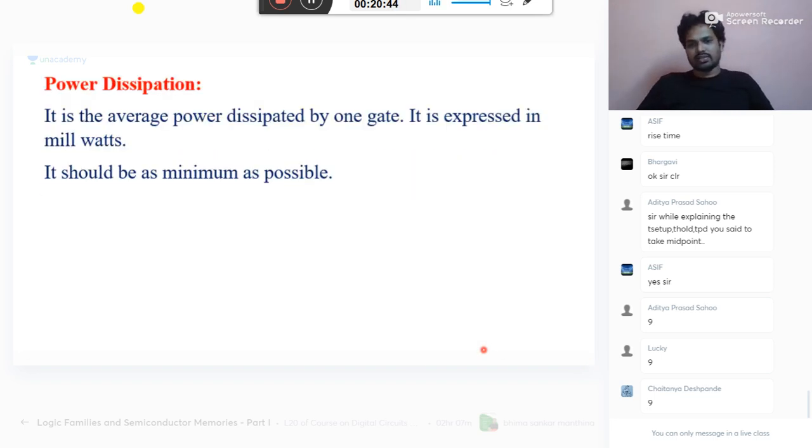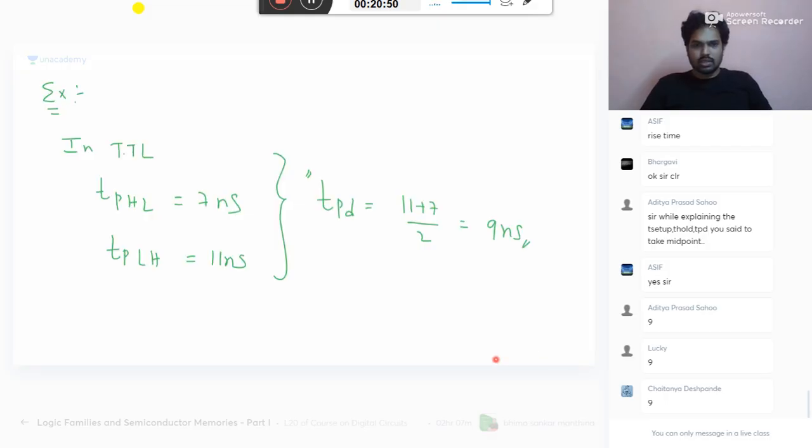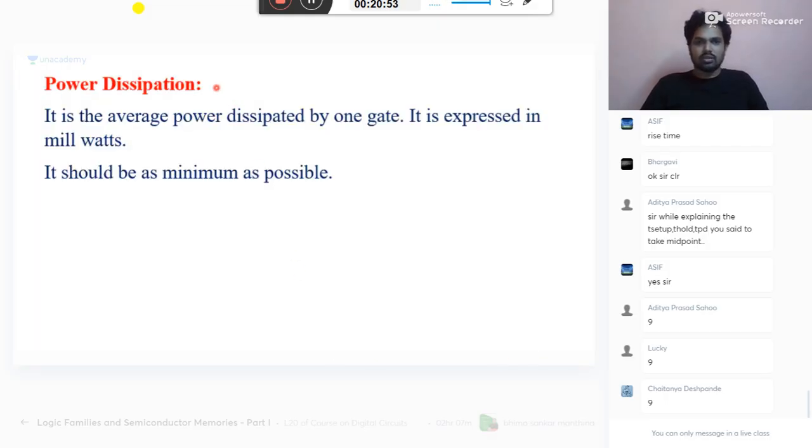Right. So the next specification is power dissipation. So this is the TPD. Then the next one is power dissipation. It is the average power dissipated by one gate. It is expressed in milliwatts. It should also be as minimum as possible. Definitely, you need low power devices, high speed devices. Definitely, you require low power consumption. Your battery should not drain immediately, and you need high speed devices. Both should be as minimum as possible.